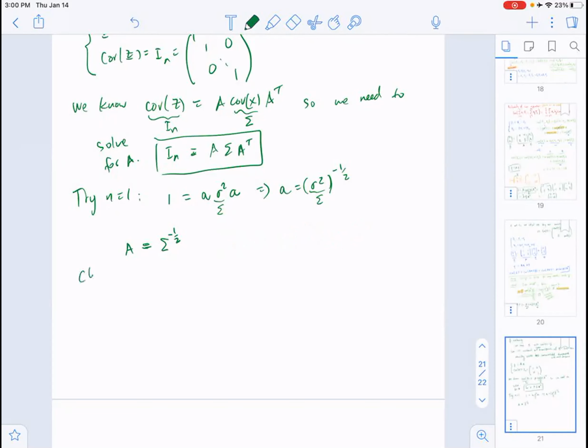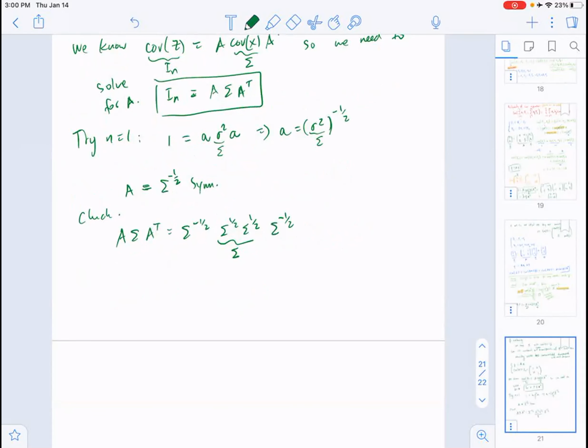So we can check. I want to check whether A sigma A transpose works with A as sigma minus 1/2. I write sigma as sigma 1/2 times sigma 1/2. This by definition is sigma, and then A transpose, this matrix is symmetric. You can verify. And so A transpose is itself. Then I can combine these two. This would be identity, and this would be identity. So the result is identity. So you can check that this works.